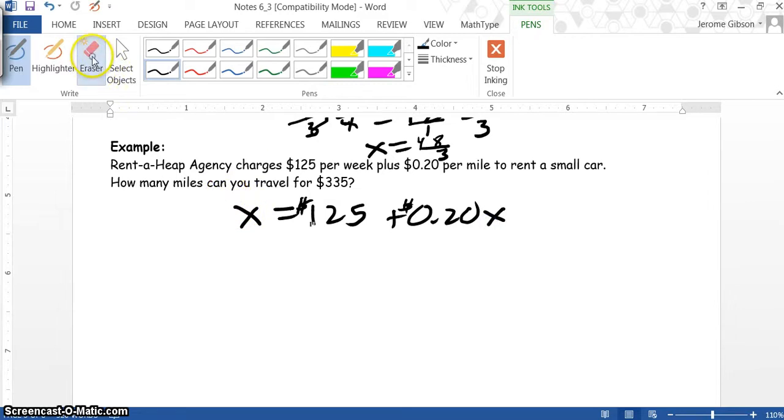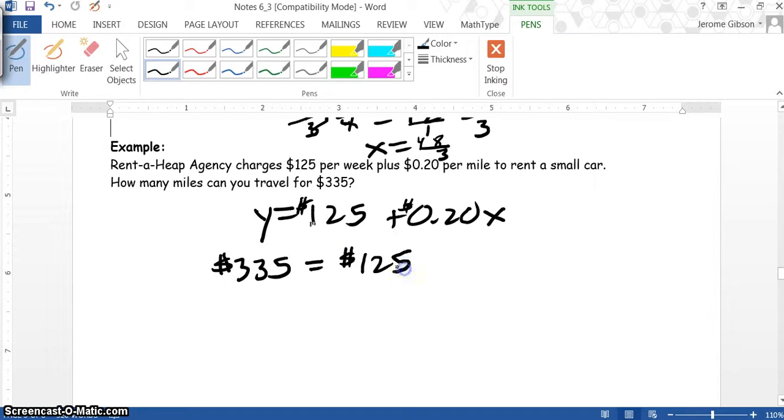So actually I should use a different variable. Let me use y here, because we don't know how many miles we've traveled. How many miles? Okay, so now we're told that we spent $335. So y would be how much we've actually spent, which would be $335. We've got $125 plus the 20 cents per mile. Now we want to solve for x to see how many miles we could travel off the $335.